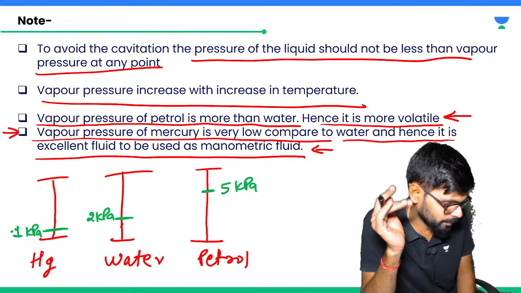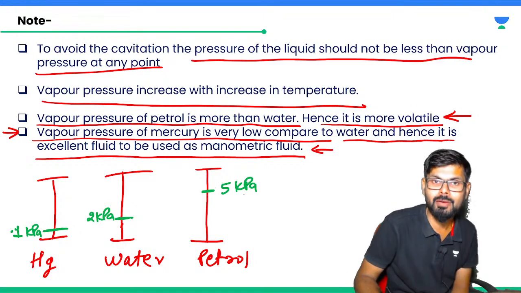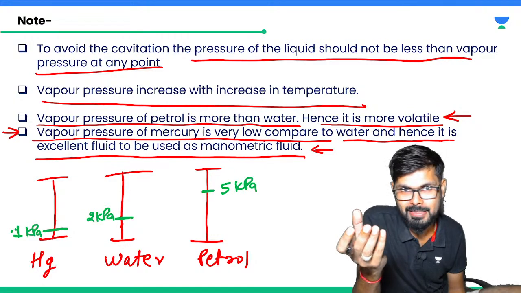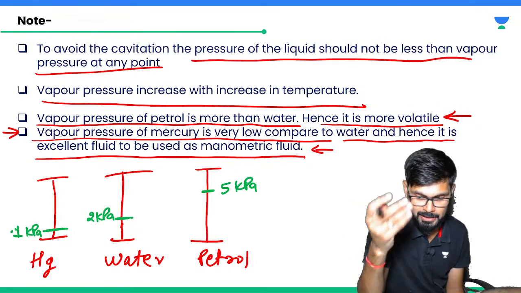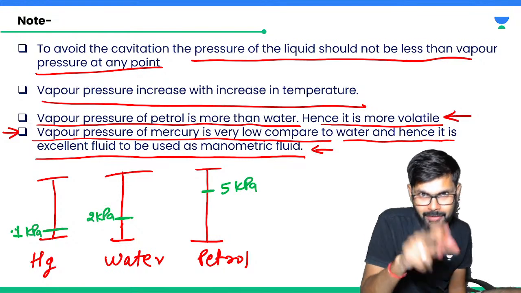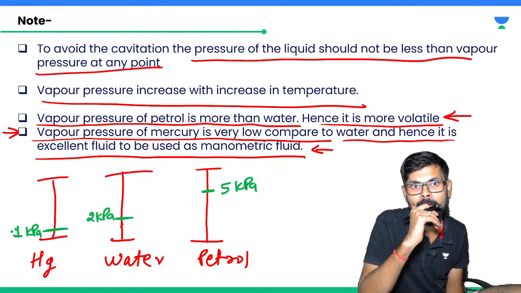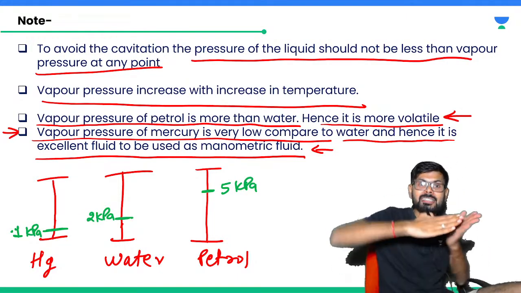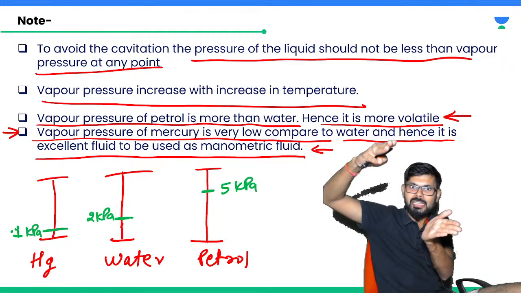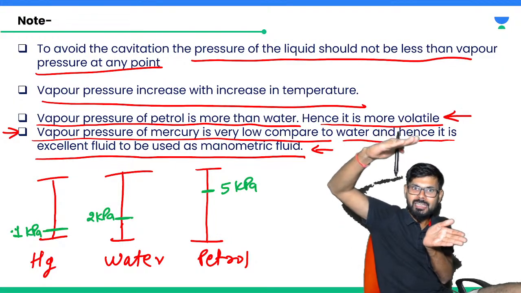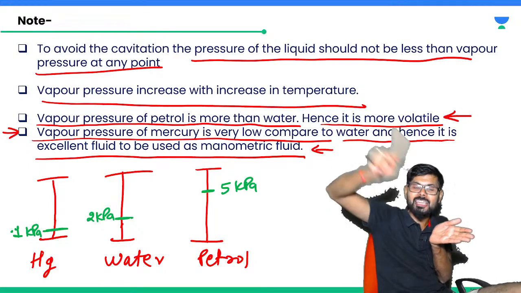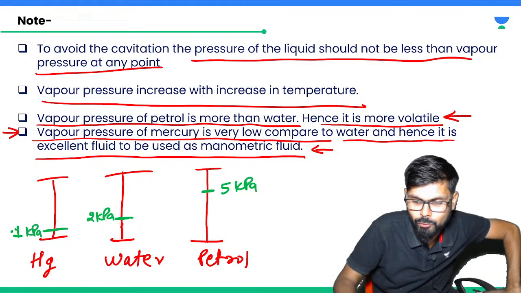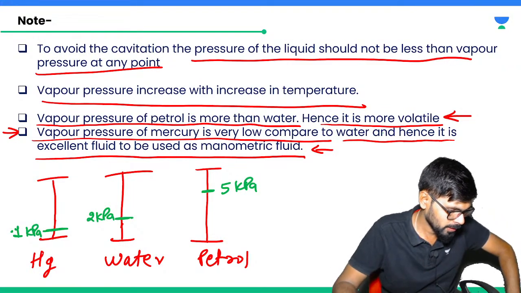So petrol will evaporate. Now suppose actual pressure is 1 kilopascal. Then petrol will evaporate, water will also evaporate, but mercury will not evaporate. And the evaporation rate of petrol will be more. Why? Because the pressure difference is more. Actual pressure is 1 kilopascal and the saturation pressure is 5, so the difference is 4, the potential is very high. So more molecules will go faster, right? So petrol will be highly volatile. I hope you understand by this one. Is it clear?